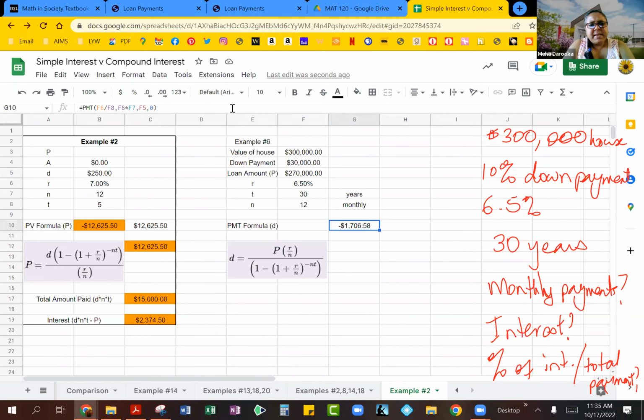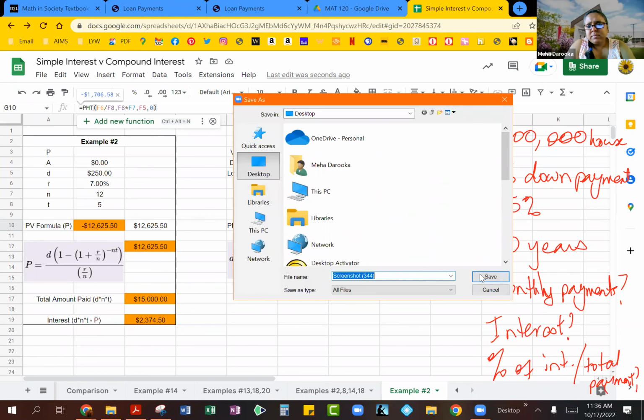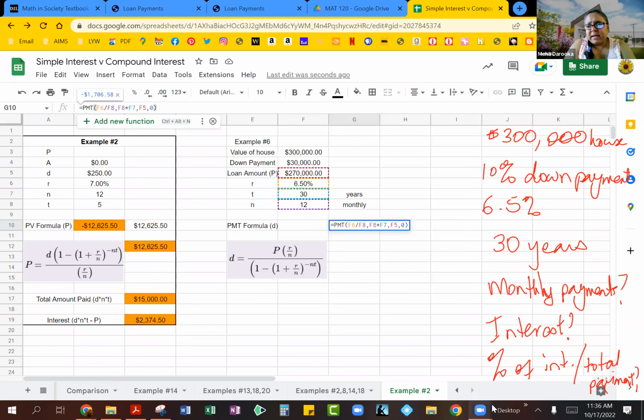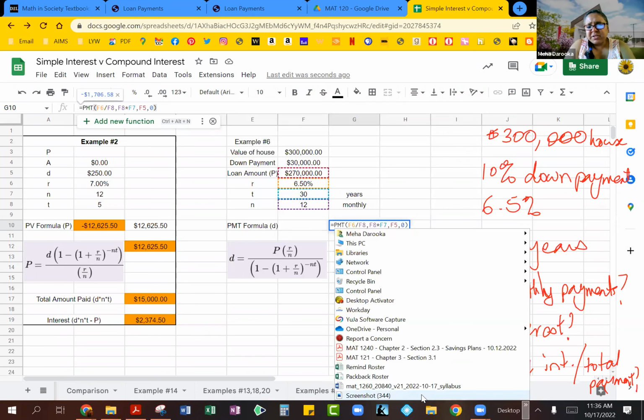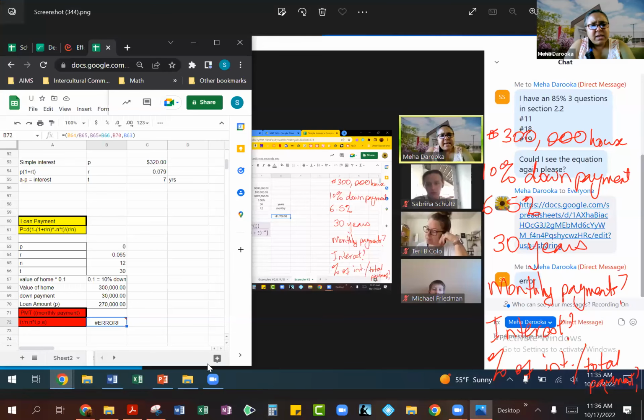Because you really shouldn't be getting an error message. You're taking your R divided by N, so that's the 6.5%, or as a decimal, remember 6.5% will of course become 0.065, and then you're dividing that by 12 in the first argument. The second one, you are doing N times T, so in this case that would be 12 times 30.